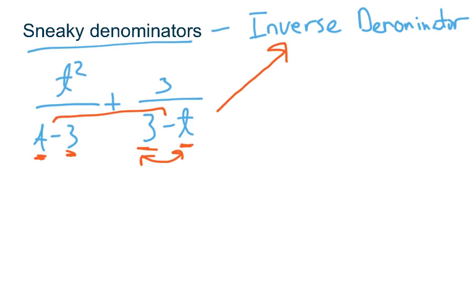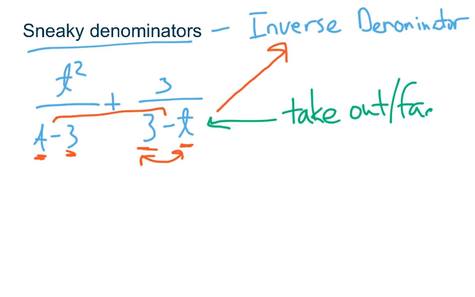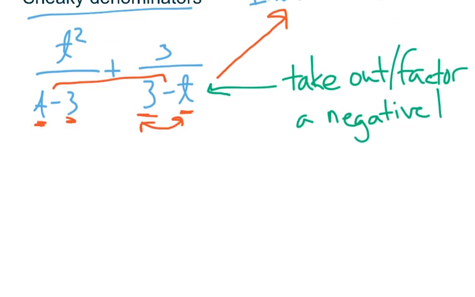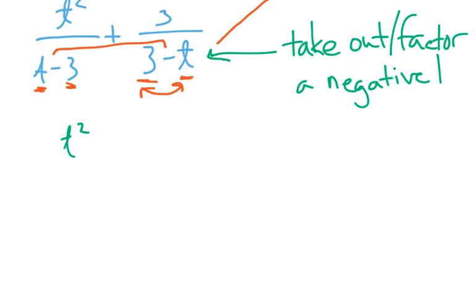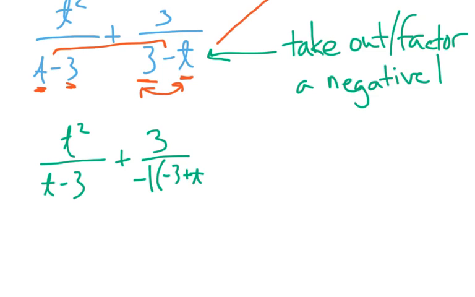Now what we can do with this is take out a -1 from one of these. So that's what we're going to do: we're going to factor out a -1. So I'm going to rewrite this. We have t squared over t minus 3 plus, and then the way I'm going to write this, 3 over -1 times -3 plus t.